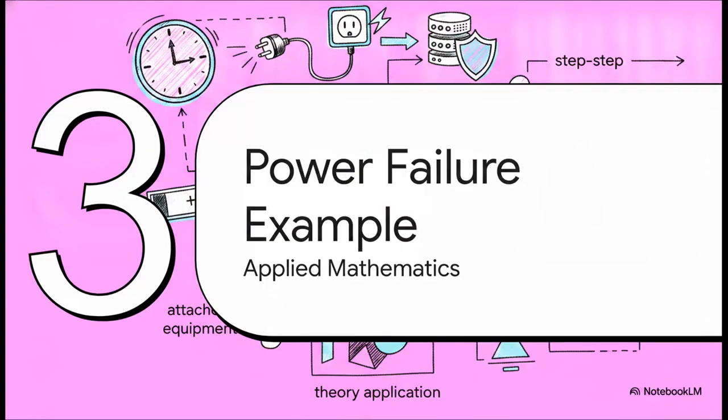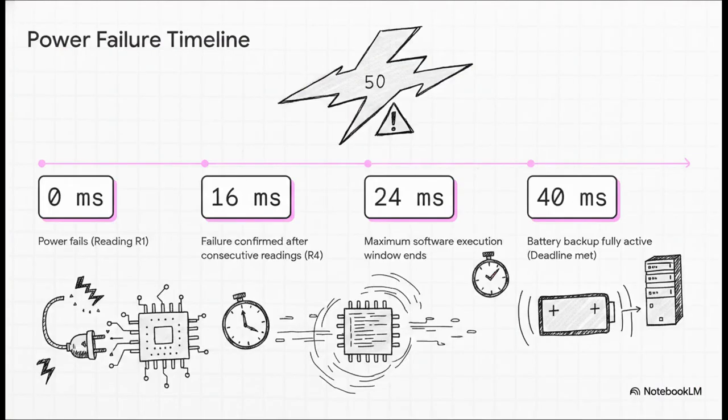Let's put this into practice with section 3, the power failure example, stepping into some applied mathematics. We are going to look step by step at a system that detects a mains power drop and has to switch to a battery backup before the attached hardware gets damaged. Now, the laws of physics dictate our deadline. Let's say physical damage occurs at 50 milliseconds. To be safe, we build in a safety margin and set a strict software deadline of 40 milliseconds.